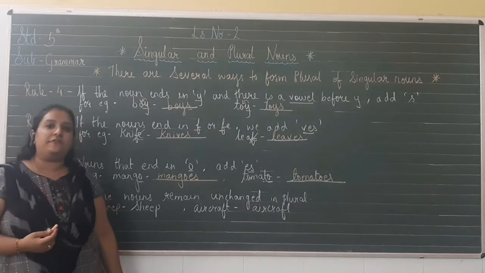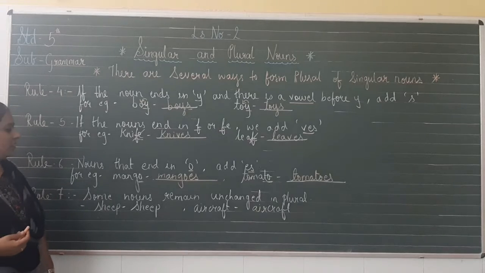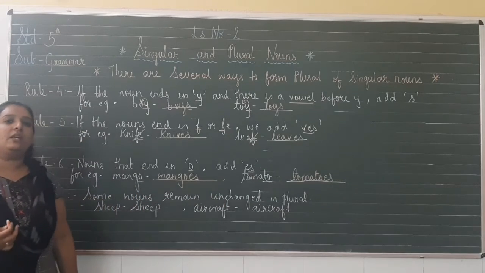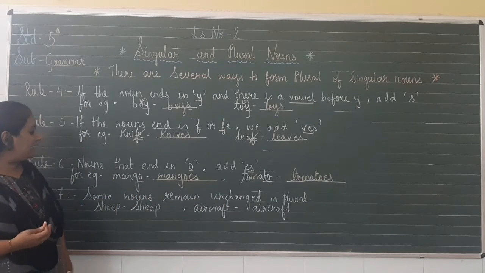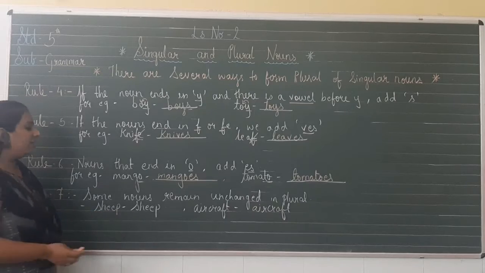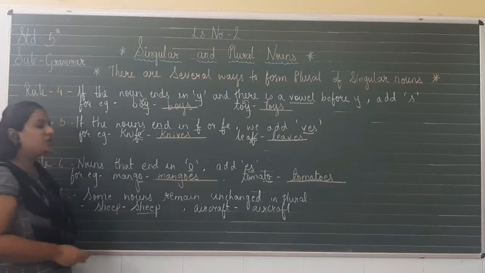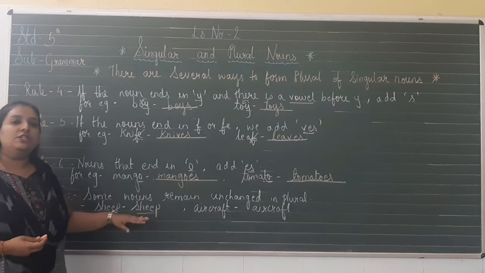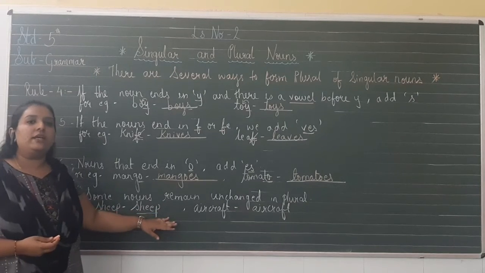Rule number 7 is different. We don't have to add anything or drop anything. It says some nouns remain unchanged in plural, means they don't change. For example, sheep. Sheep will remain sheep itself. It will not change. We don't have to add anything here or drop anything here. Sheep will remain sheep in plural only.